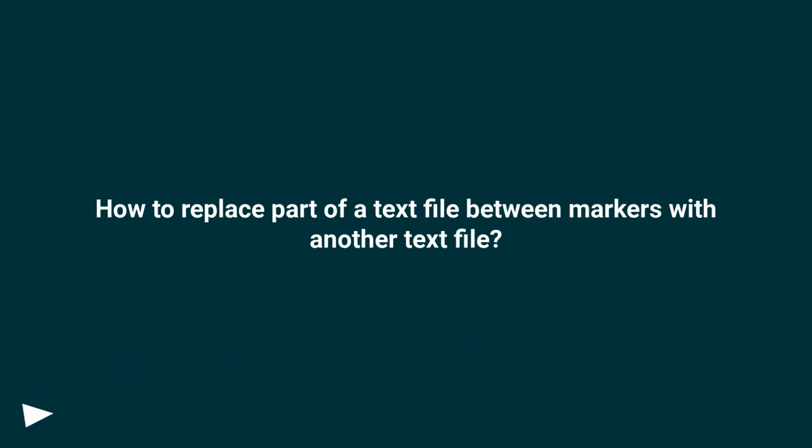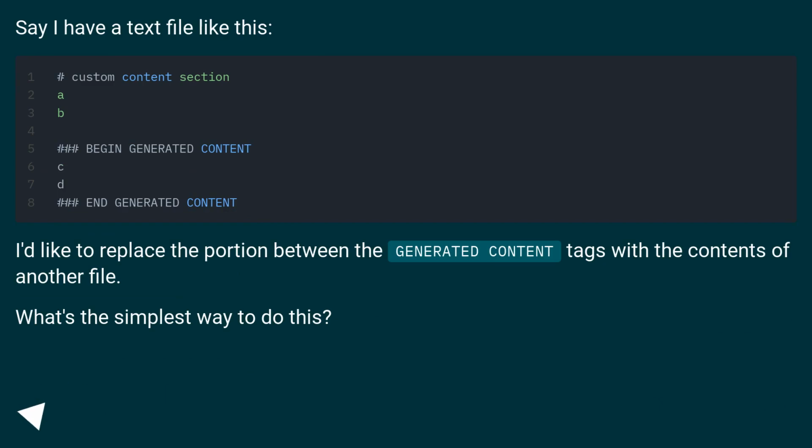How to replace part of a text file between markers with another text file. Say I have a text file like this. I'd like to replace the portion between the generated content tags with the contents of another file. What's the simplest way to do this?